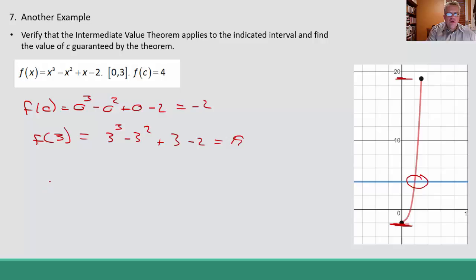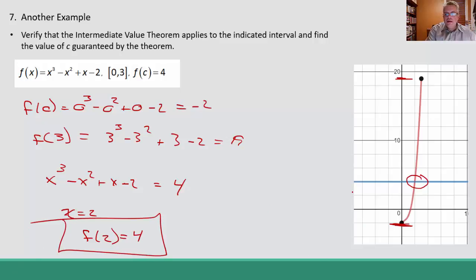Okay, so we want to know for what value the function is equal to 4. Now, this is a cubic. That's really hard to do. I pulled out my TI-89 and I found that x equals 2, which tells me that f of 2 is the value we're looking for. F of 2 is 4. Like I said, it could cross it more than once. It could cross it 100 times. But the theorem says at least one time it has to cross it, because if we're not picking up our pen as we draw the function, it's got to go through this line somewhere.